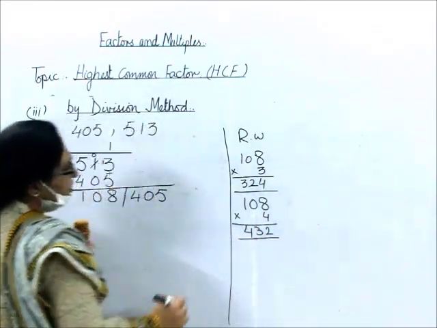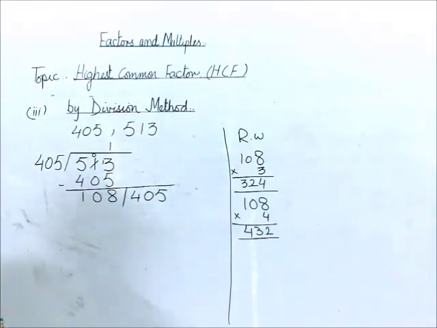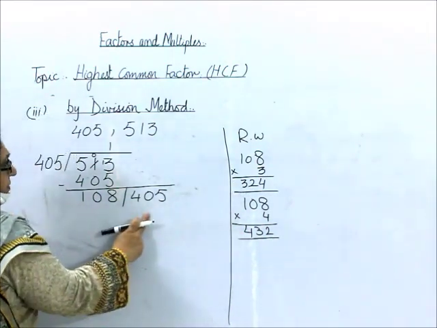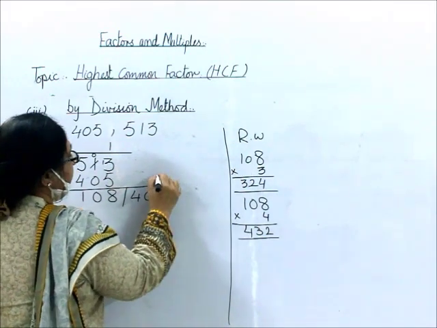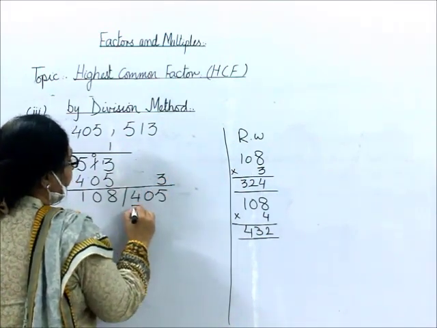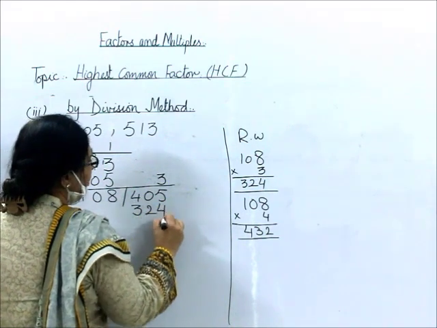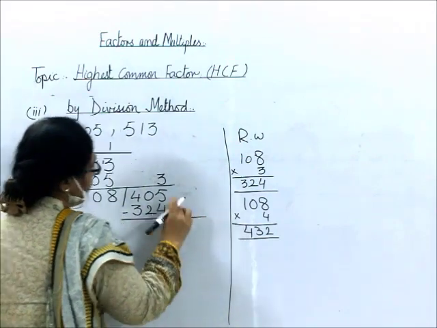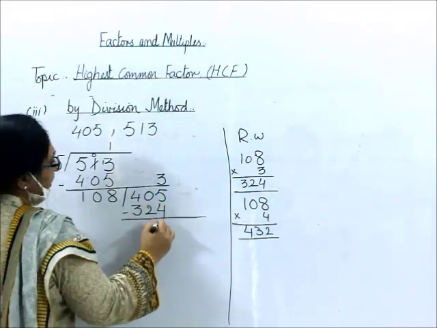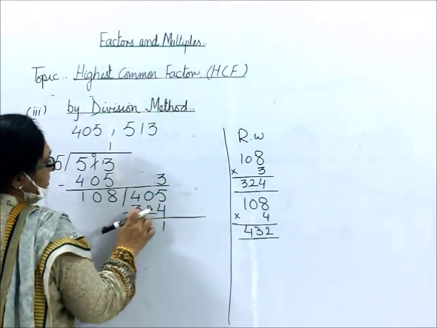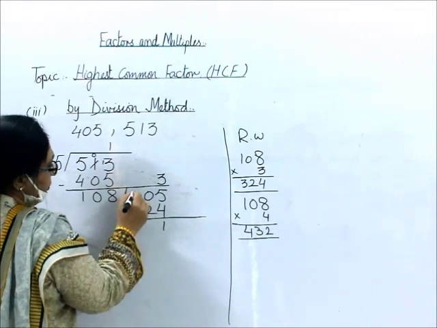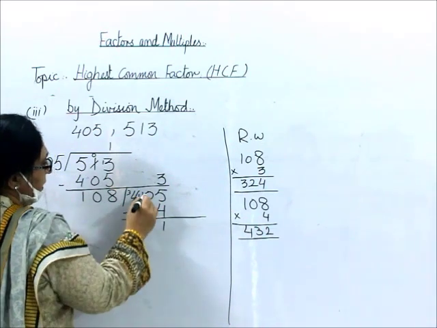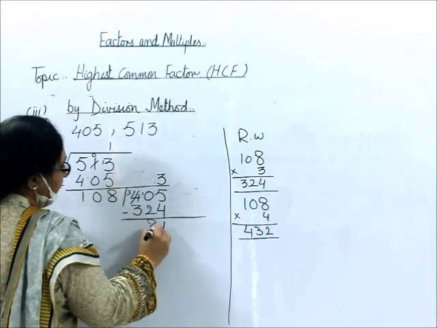So, which number is the nearest one? 432 is bigger and 324 is the nearest number. So, this 3 will be written over here and we will write 324 under 405. Now, we will subtract again. 5 minus 4 is 1. It is not possible to subtract 2 from 0, so we will borrow 1 from 4. 3 is left over here and we will make it 10. Now 10 minus 2 is 8.